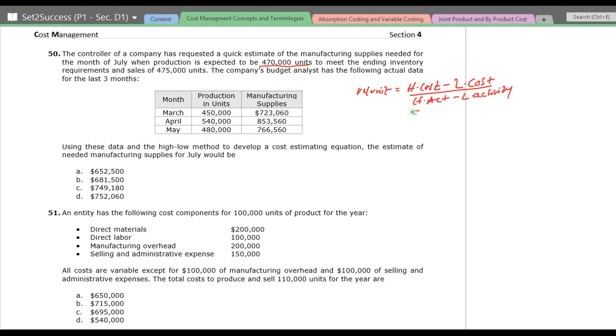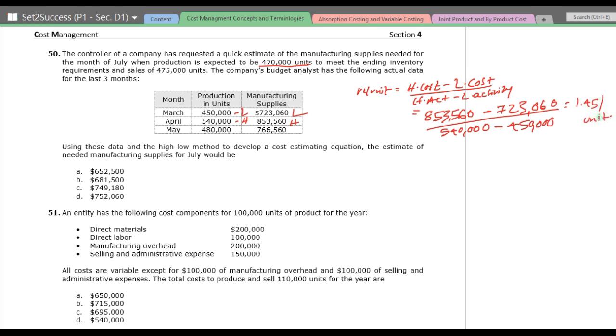So the highest cost is 853,560 and the lowest cost is 723,060, and the highest activity is 540,000 and the lowest activity is 450,000. So highest cost 853,560 minus lowest cost 723,060, divided by highest activity 540,000 minus 450,000. So variable cost per unit comes to be 1.45 per unit.